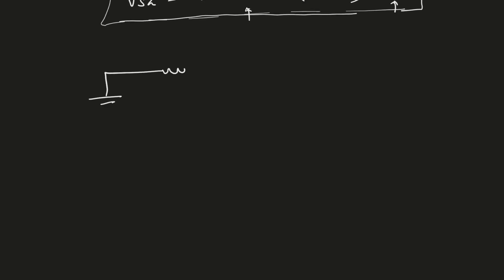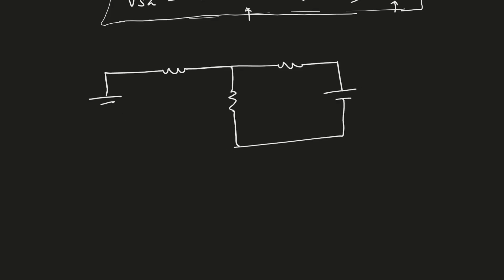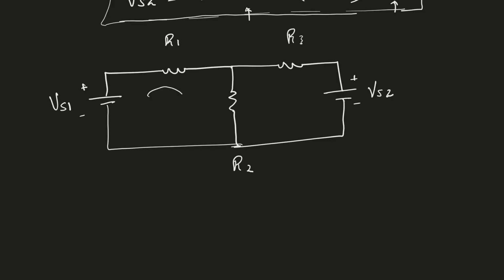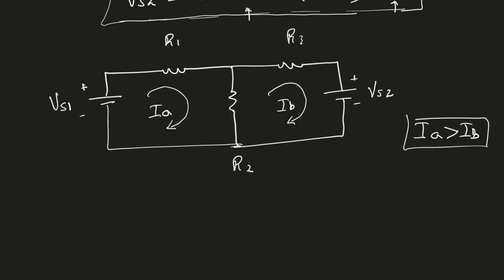I have a voltage source, one resistor, another resistor, another source. This is R1, this is R3, R2, Vs1, Vs2. I have a loop current here, IA, and a loop current here, IB. At this point, we do not know which current is larger, but we can make an assumption, and then we will use the same assumption for both of the loops. Let me assume IA is larger than IB. This is our assumption, and we will use it for both of the loops.